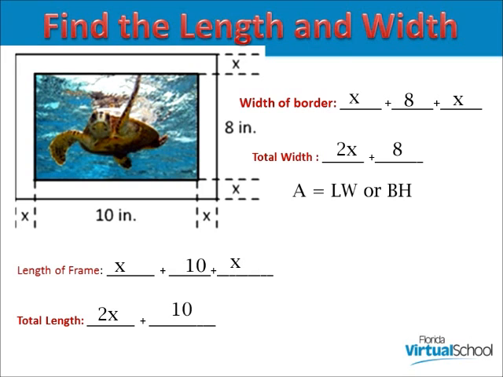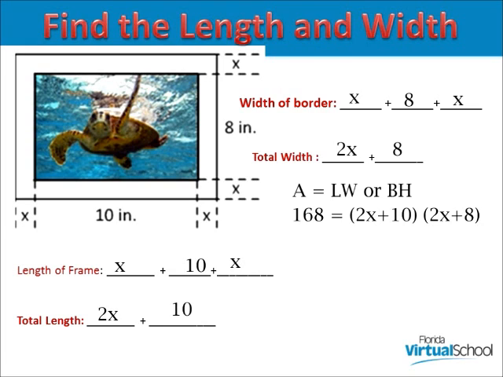All right, so here's the part that we just need to fill in like we used to. They told us earlier that our area was 168. So we have 168 equals, and I'm just going to fill in the length and the width. We know our length is 2X plus 10, and our width is 2X plus 8. There you go.